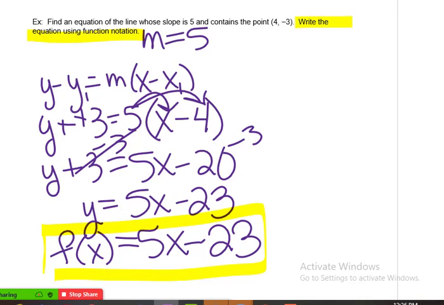So this is the biggest thing I want you to get from 8.1: that we can write a linear equation as a linear function. And that when we see f of x equal to something like 5x minus 23, we know that we can graph it, that it is a line.